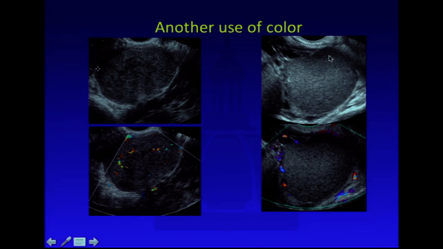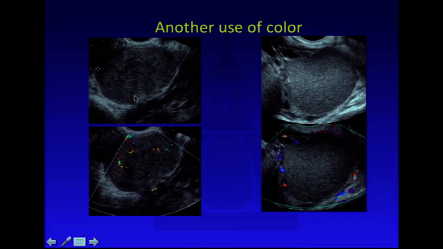Another use of color, of course, that I do is to differentiate to confirm whether a mass is cystic or solid. So if you look at just the grayscale, these masses do not look that much different if you look very, very carefully. Of course, you're going to suspect that this is an endometrioma, and it's confirmed because there is only flow at the periphery.